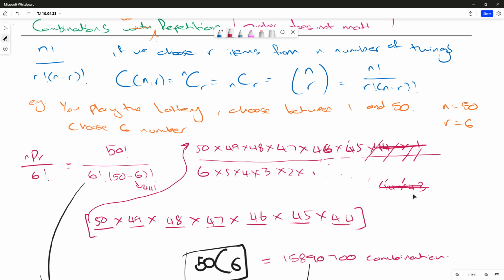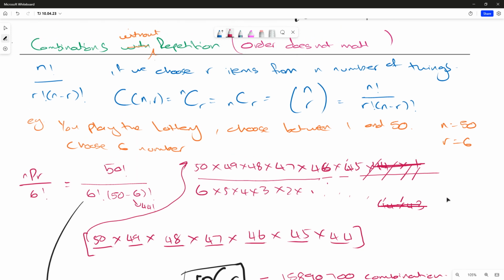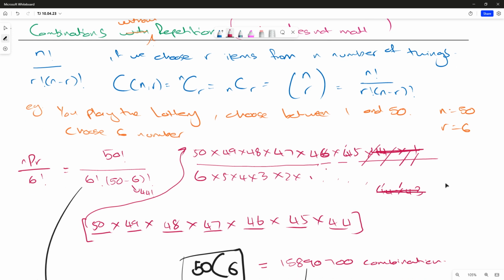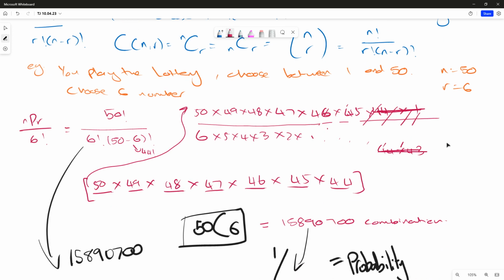So in this particular question, we know if you play the lottery, you choose between 1 and 50, and you choose a number. The particular order of the number matters, or the arrangement of the numbers matter. And in this case here, what we're saying is that there's no repetition. So we're removing the repetition from this. By dividing by 6 factorial, we're also removing that repetition.